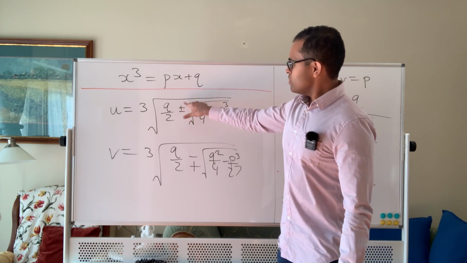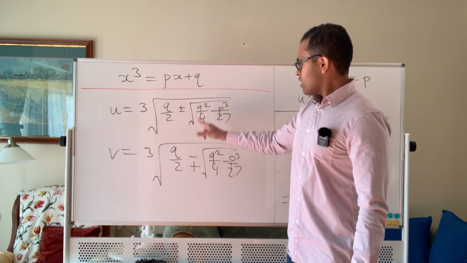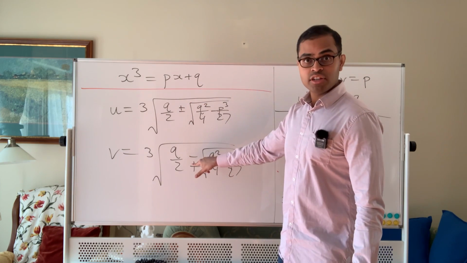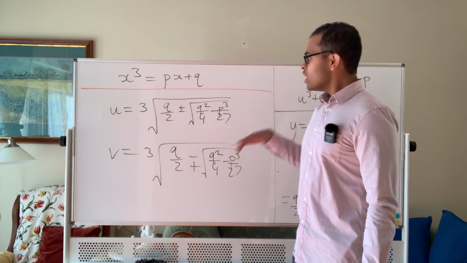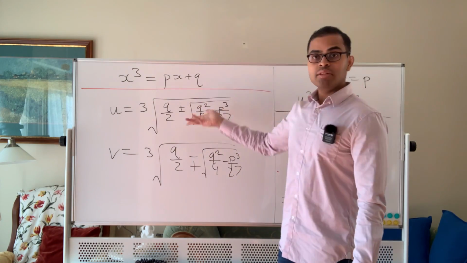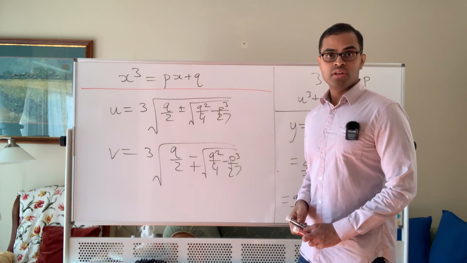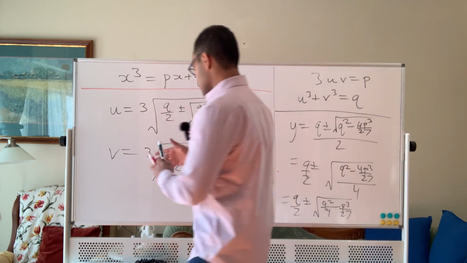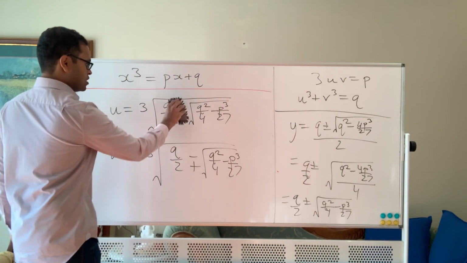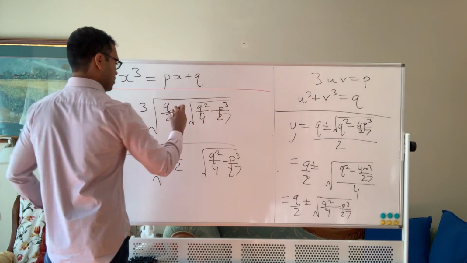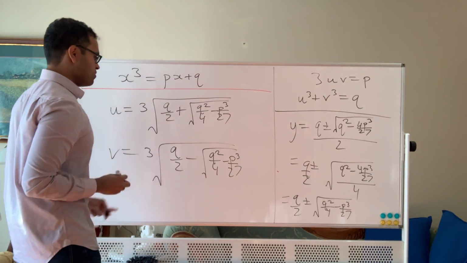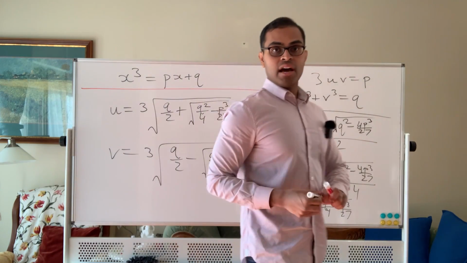If we choose v to be the thing with the minus sign, u is going to be the thing with the plus sign, because these are the same except the signs are flipped. So u plus v is always going to be the same no matter which sign we choose. By symmetry, we can just choose one of the solutions. So we can just say let u be this and let v be this, and that's going to be our u and v.